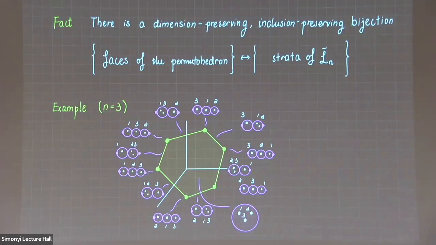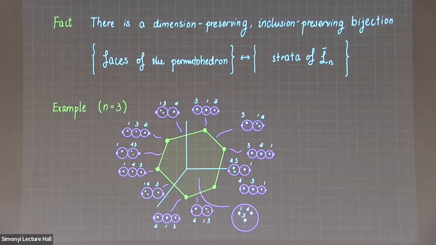We have seen that the Bermudahedron in the n equals 3 case looks like this, and it has a two-dimensional face, 6 one-dimensional faces, and 6 zero-dimensional faces. The two-dimensional face corresponds to the smooth locus of this moduli space, which is represented by the curve that's one single P1 that carries every marked point.